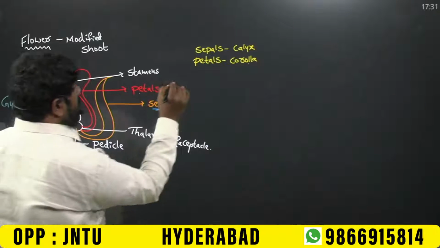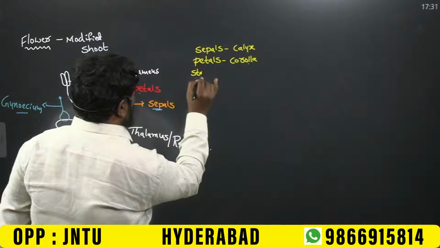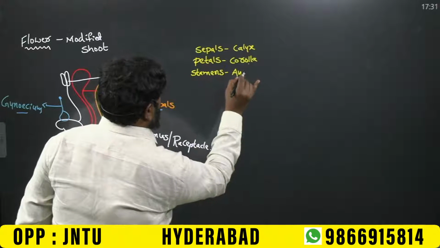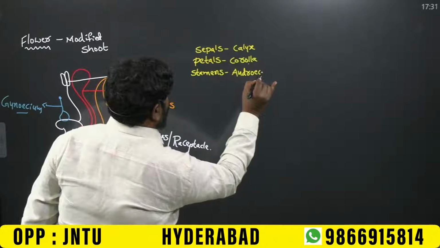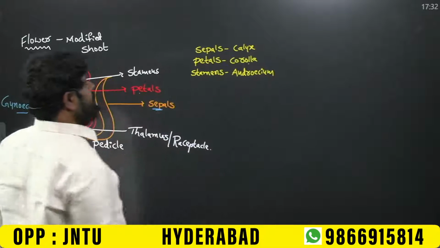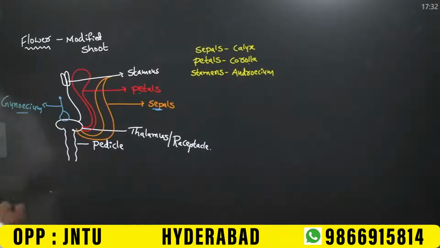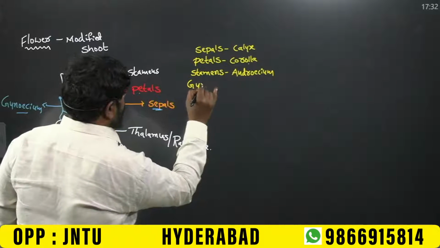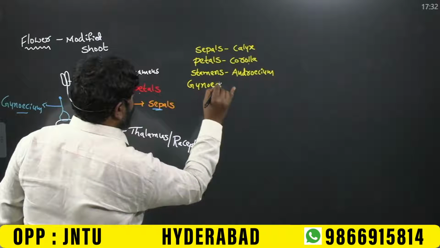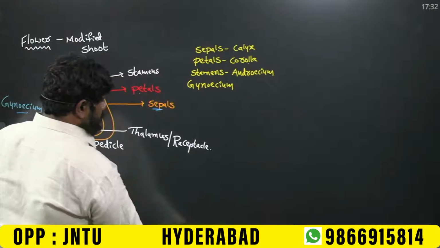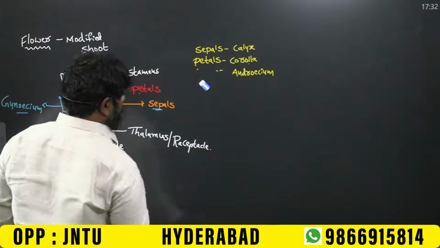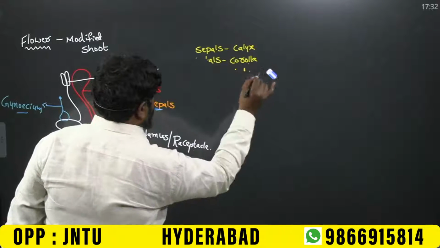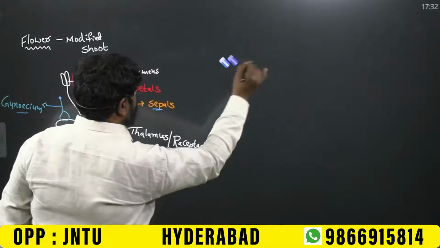Like that, a group of stamens, all the stamens in the given flower, is called what? Androecium. Group of stamens is called androecium. And finally, the gynoecium is present in the center, and I am taking the gynoecium as it is.